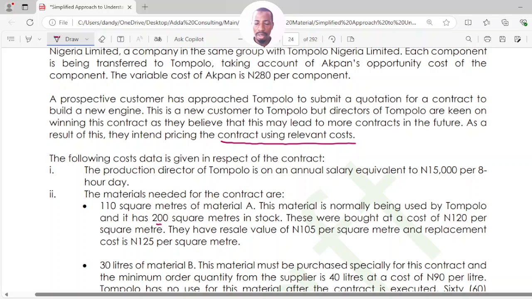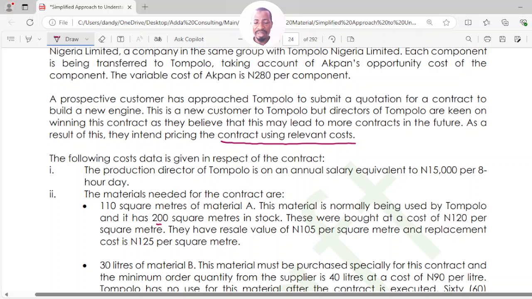They have resale value of 105 naira per square meter and replacement cost is 125 naira per square meter. You can see in this question, examiner has given us historical cost. We have been given the resale value. We're also given the replacement cost.